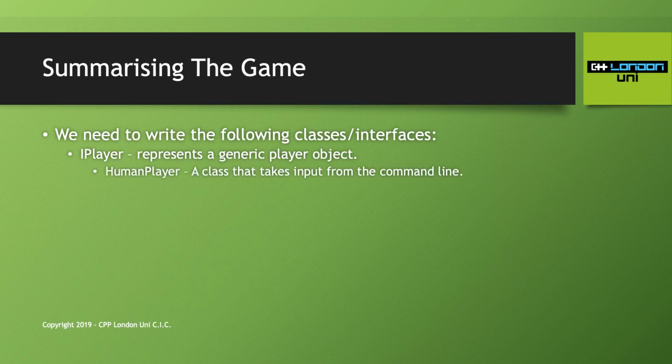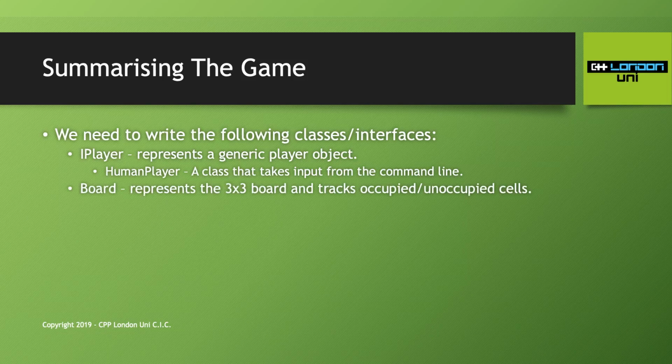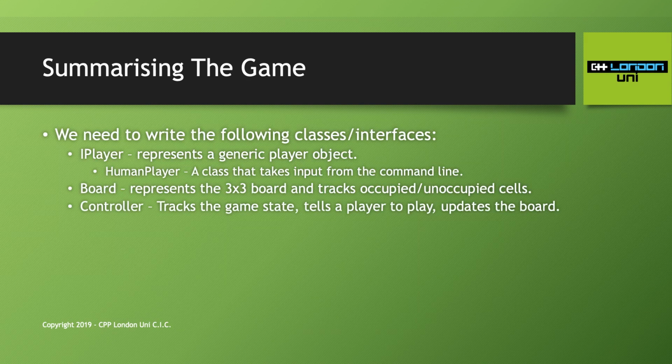We have a human player, which is obviously a kind of IPlayer, so it will derive from IPlayer. This will take some input from the command line. Obviously, the player is going to need to choose which cell they want to actually occupy. A class for the board. The board will represent that 3x3 set of squares, and obviously track whether a cell is occupied or unoccupied, and obviously who it is occupied by.